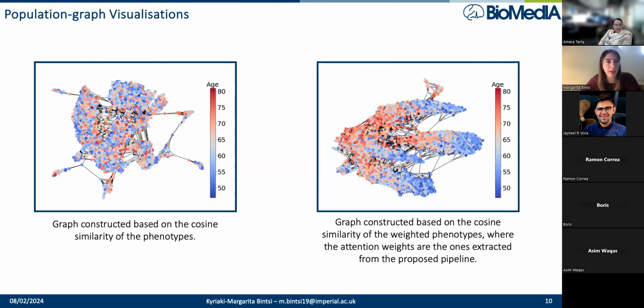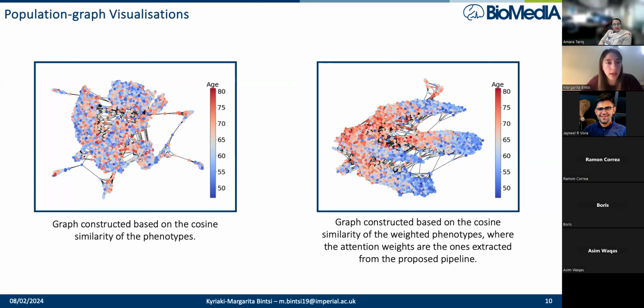What we also provided are some visualizations of the population graphs. On the left, we have the static graph that we described before. It's a population graph constructed based on the cosine similarity of the phenotypes. And on the right, we have the same population graph, but constructed based on the cosine similarity of the weighted phenotypes, with the weights being the ones provided by the proposed pipeline. Here, the colors are the ages, as you can see. The red are the old subjects and the blue are the young ones.